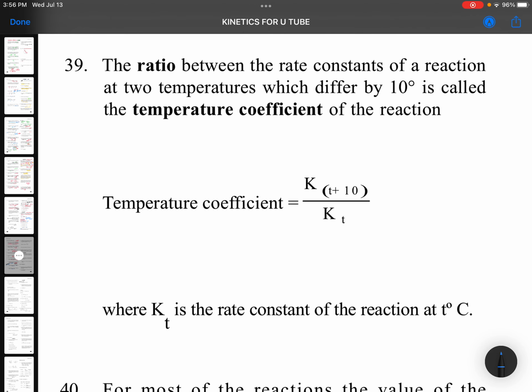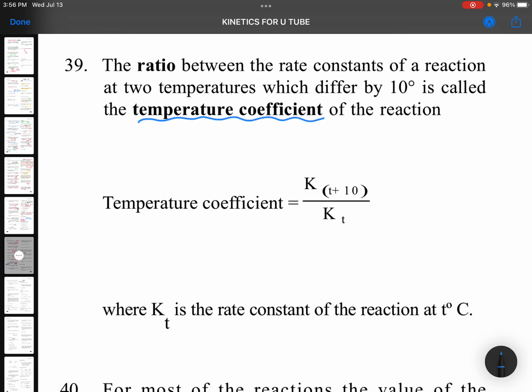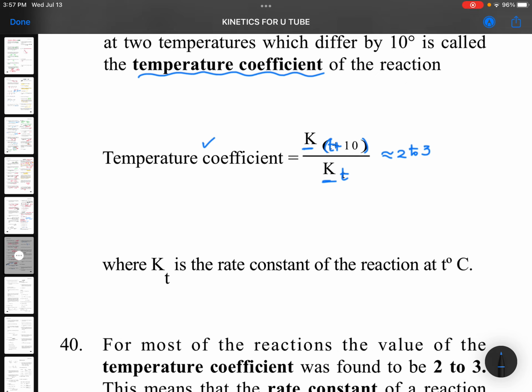The ratio between the rate constants of a reaction at two temperatures which differ by 10 degrees Celsius is called the temperature coefficient. Based on this, so many interesting questions will come. Temperature coefficient is equal to K at T plus 10 degrees Celsius by K at T temperature. If you are increasing 10 degrees Celsius, then at that particular temperature and the initial temperature, whatever the rate constants are there, their ratio is known as temperature coefficient. In general, temperature coefficient value is 2 to 3.